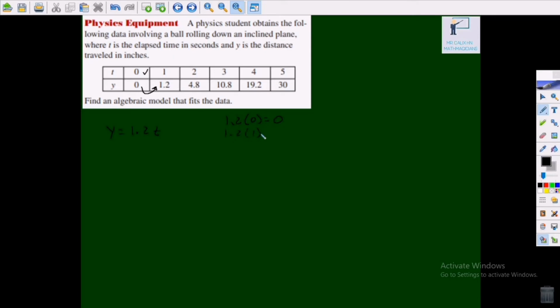1.2 times 1 is 1.2. It is also correct for this one. 1.2 times 2 now is not 4.8. This will be 2.4. So I need to put a square. And if I do that here, it also works. It will be 4.8. That means that my answer, because it says to find an algebraic model, would be 1.2 t to the square power. Let's continue with the next type of exercise.